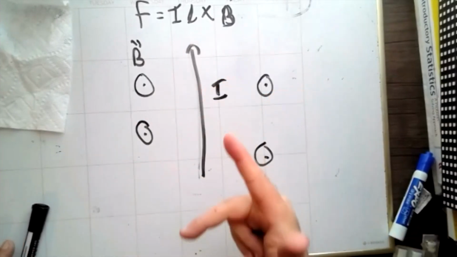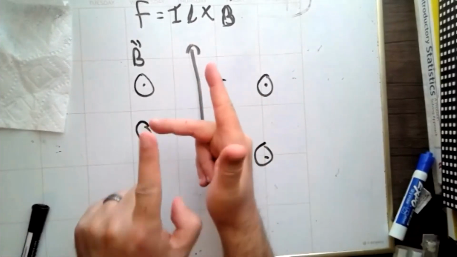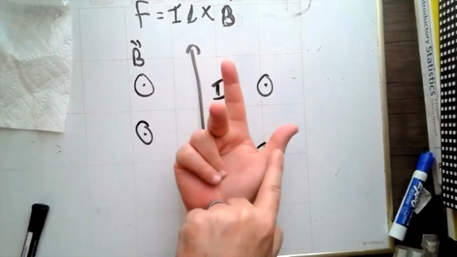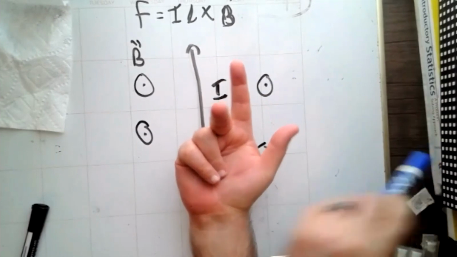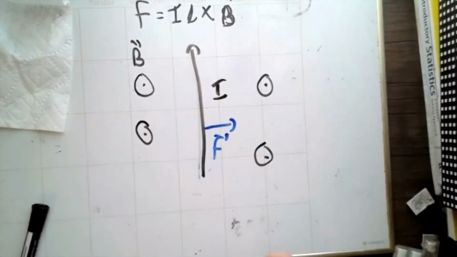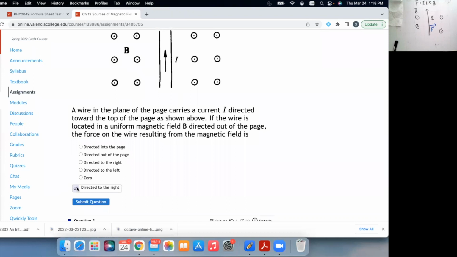Or if you like the three-finger method, I, B, F. So F, the force on this wire, will point to the right. So the answer there is to the right.